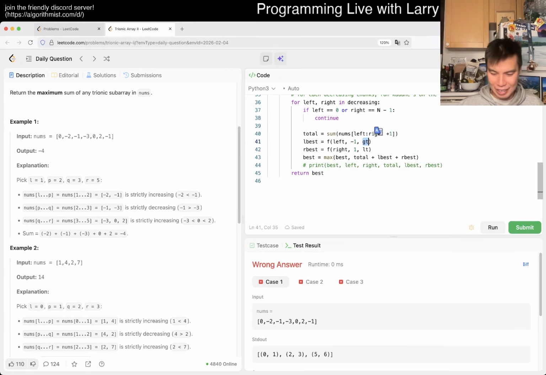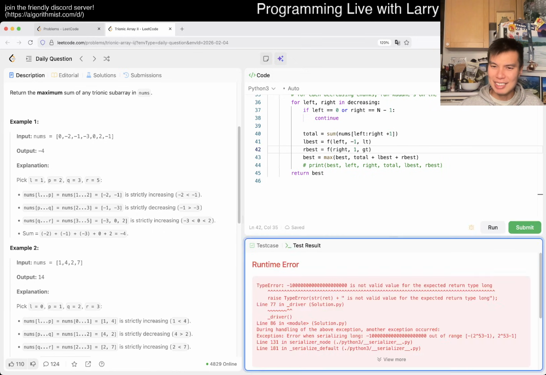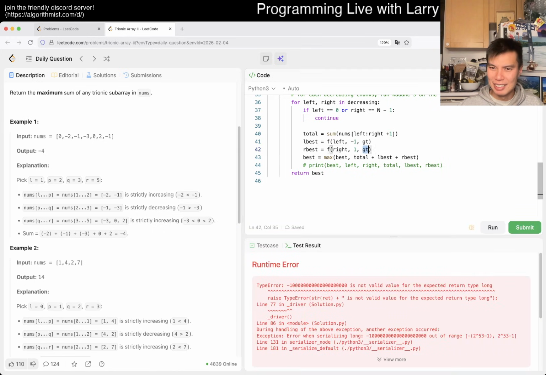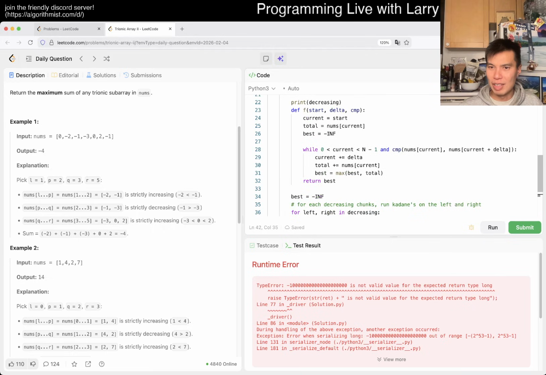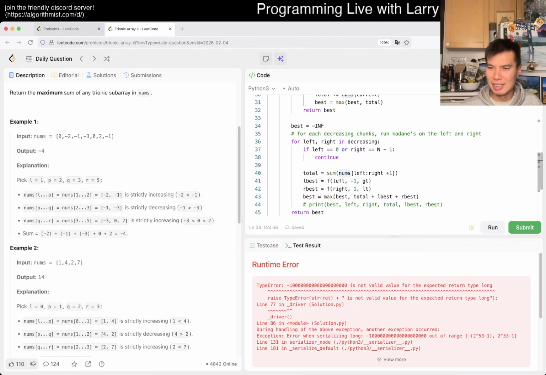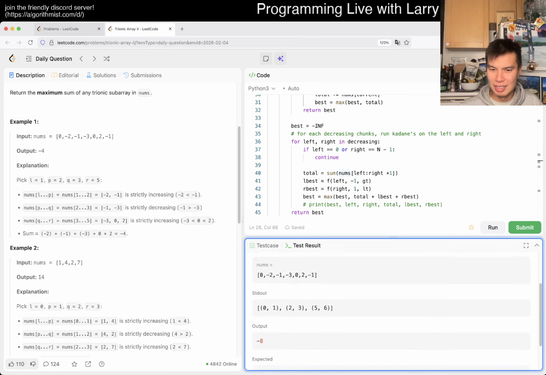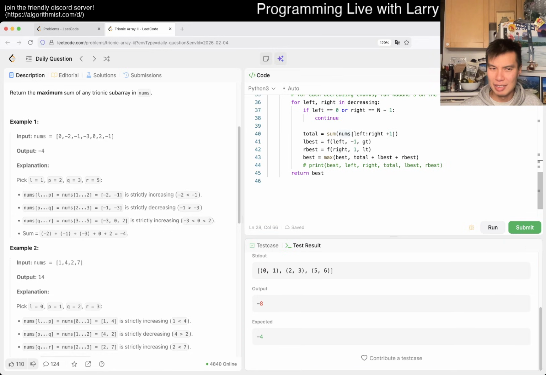Okay. I didn't think about it. Actually, it should be the other way. But wait, is it? No. Because now you're going back. It's increasing. So greater than, if this is greater than this. Okay.